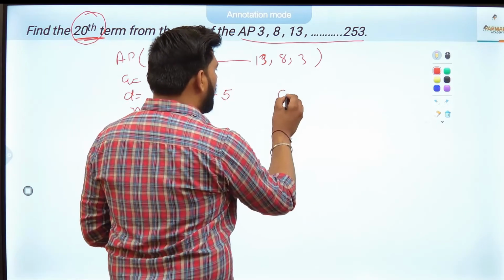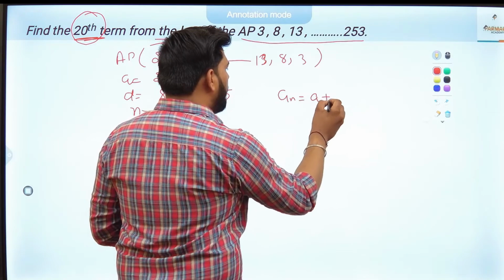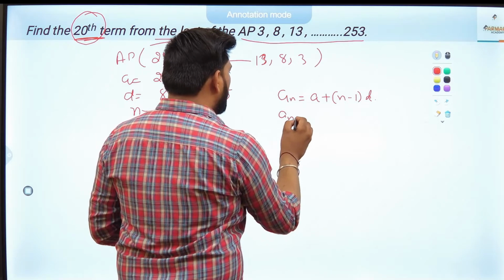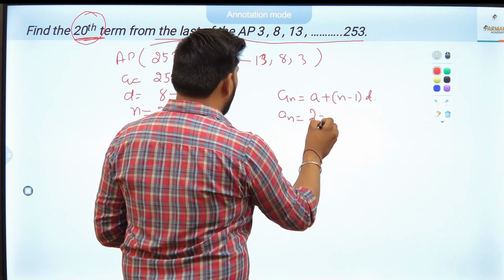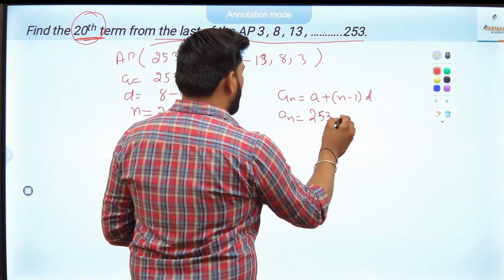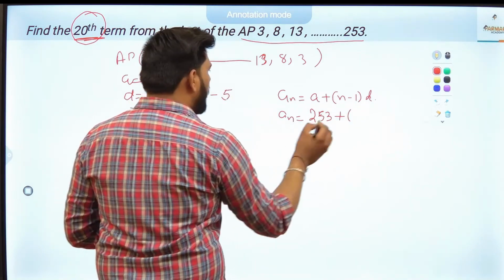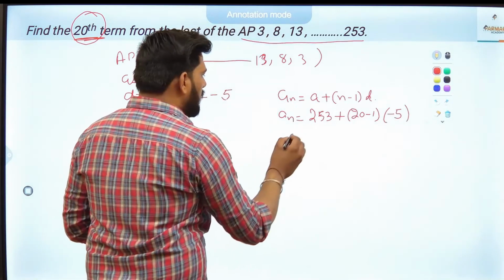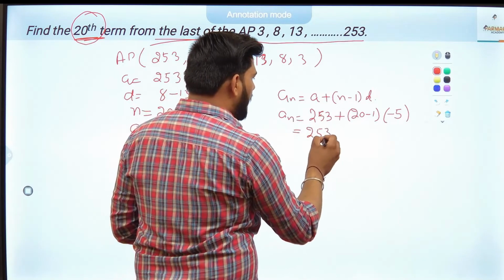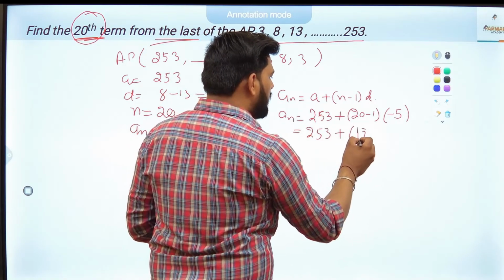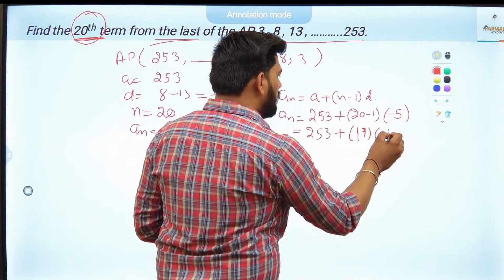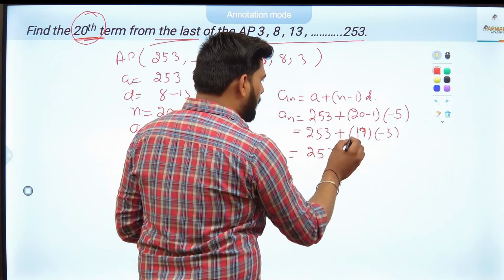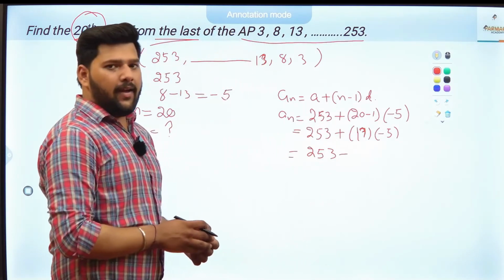Simply use the basic formula. An is equal to a plus n minus 1 times d. Now an we have to find, that is equal to a, that is 253 plus n, that is 20 minus 1 and difference is minus 5. So that is equal to 253 plus 20 minus 1, 19 into minus 5. That is equal to 253 plus minus 19 5s are 95.